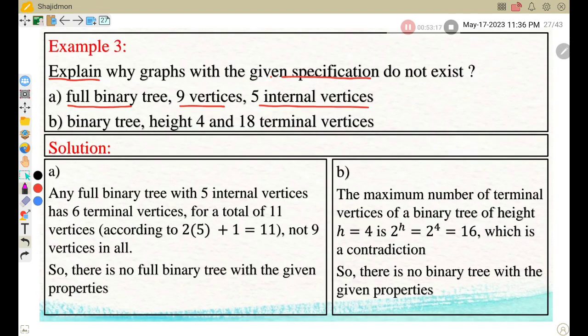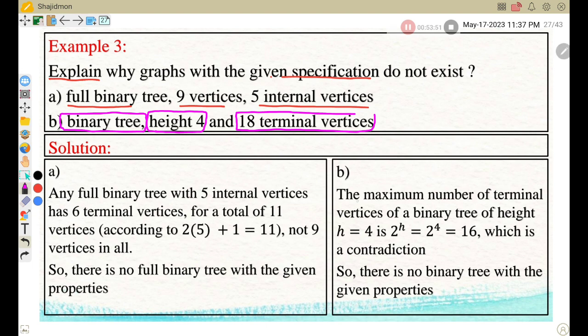Hope you understood the first part of the question. Now B part, another condition. A binary tree, not full binary tree, sorry, it is full binary tree. I want to edit here. Okay, so binary tree height equal to 4 and 18 terminal vertices. Is it possible or not? That is the question. A binary tree with height 4 and 18 terminal vertices.